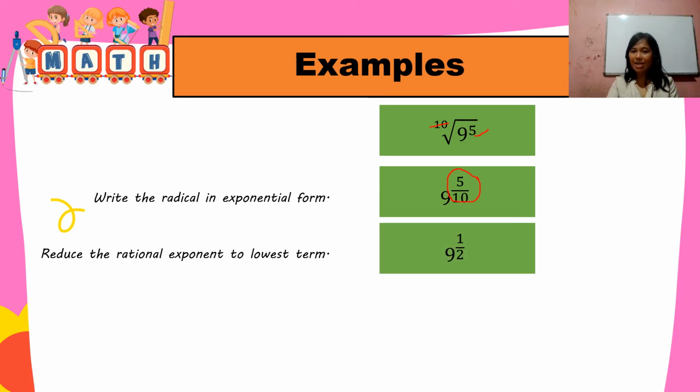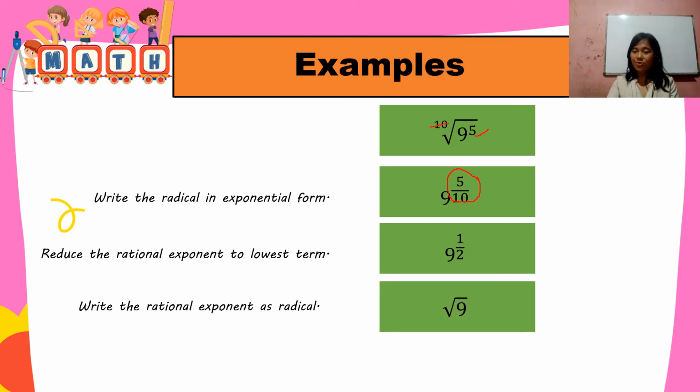And then, bumalik ka sa radical. Write it again into radical form. So, magiging square root of 9 siya. Ngayon, alam mo naman na the square root of 9 is 3. So, pag simplify mo, the final answer is 3. Yun.